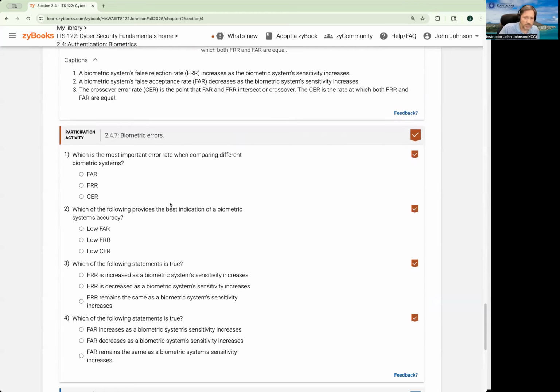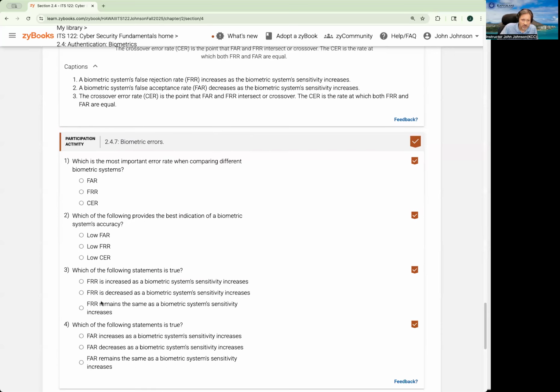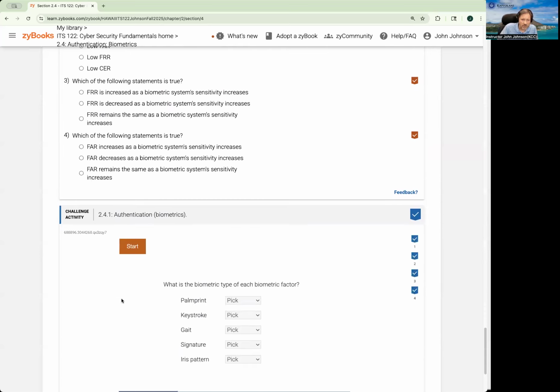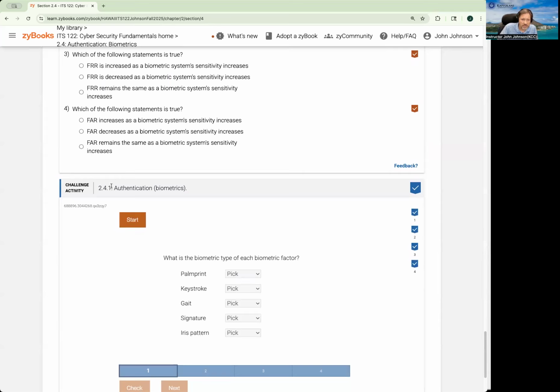Then we go over here to our participation activities. We're looking at answering which ones they are. This is really important because this is going to dig into your understanding of what those relationships are. So go ahead, spend some time in here. It's worthwhile. Then we have challenge activities. The challenge activities are going to wrap up everything that we've had there.